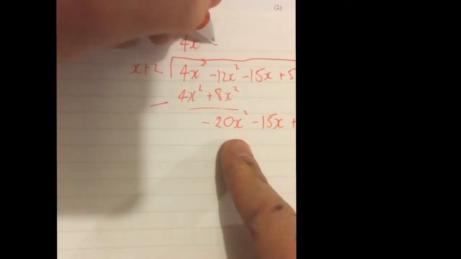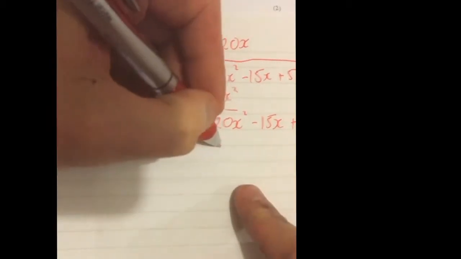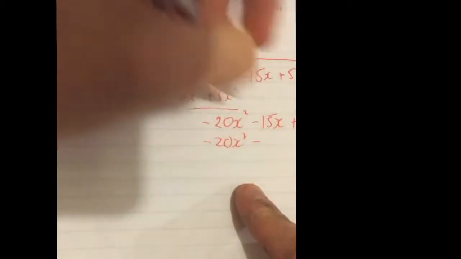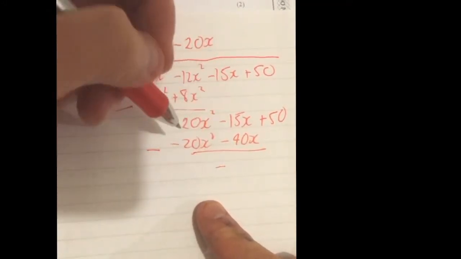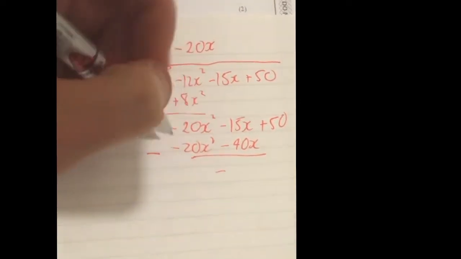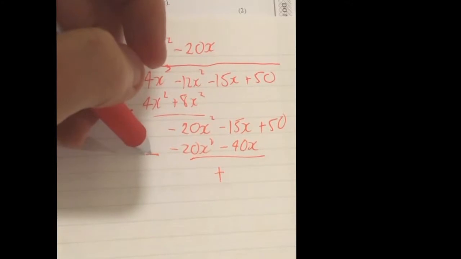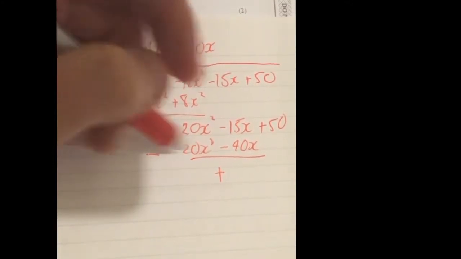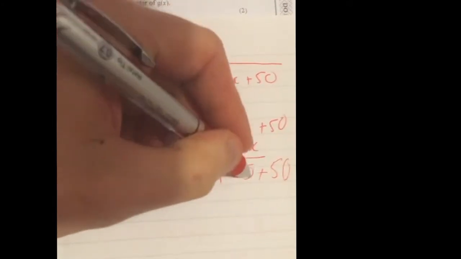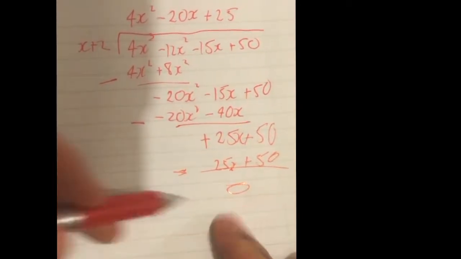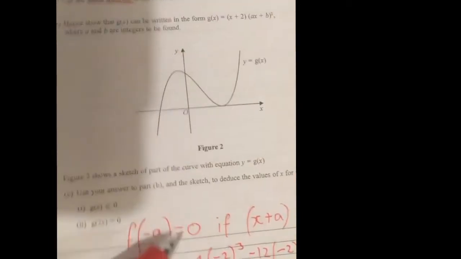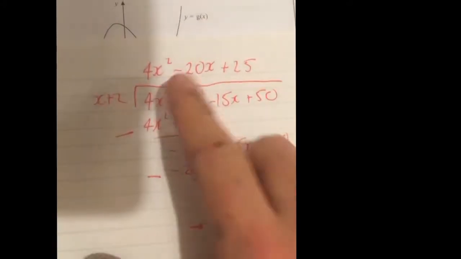x is into minus 20x squared, goes minus 20x, times it down, minus 20x squared minus 40x. Subtract those to check, so we get minus, no we don't, we get positive 25x plus 50. x is into 25x, goes 25, times down again, 25x plus 50, remainder 0. If at this stage you haven't found a remainder of 0, you've done something wrong, because we already proved that it was a factor. So we end up with this quadratic.